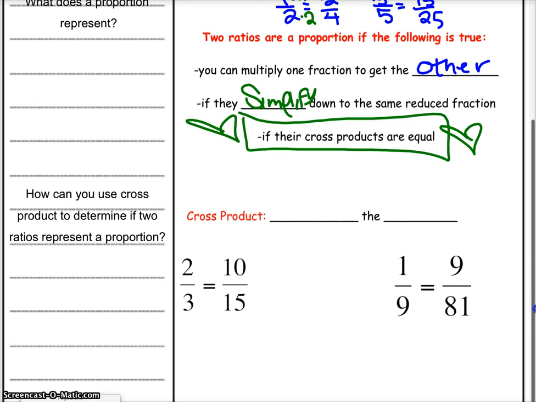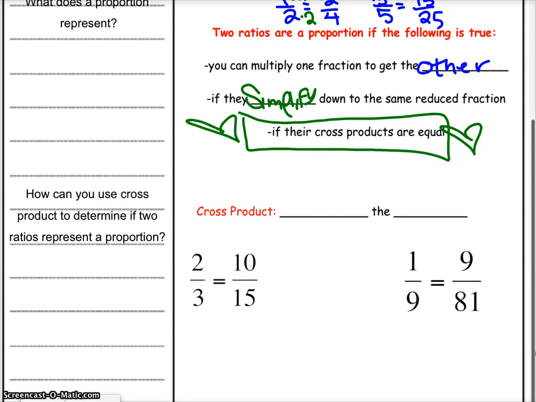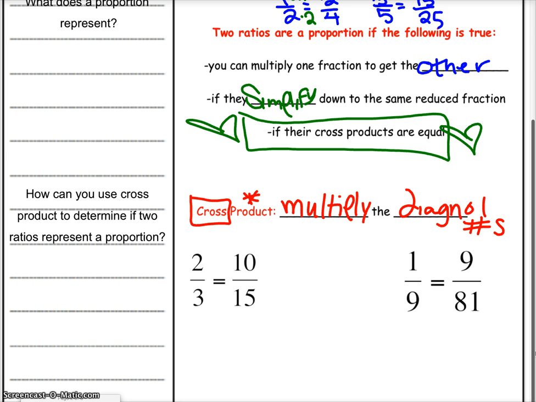Well, what is cross product? Maybe you already remember from last year, you did have a mini proportion unit last year. A cross product is when you multiply the diagonals. So cross, diagonal, product, multiply. That's what that means. And then keep the equal sign in there.